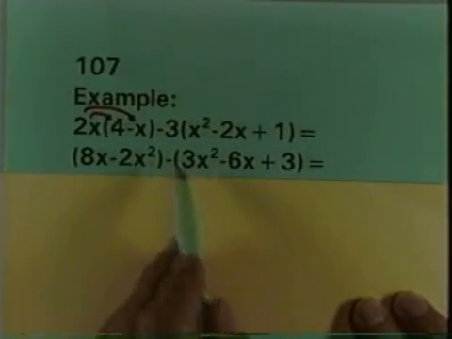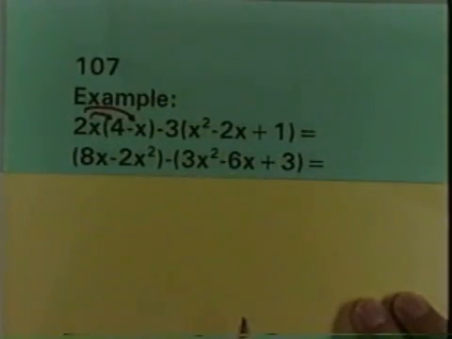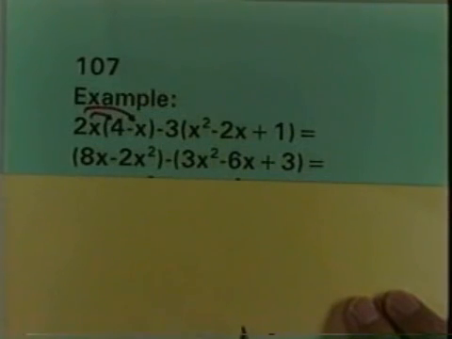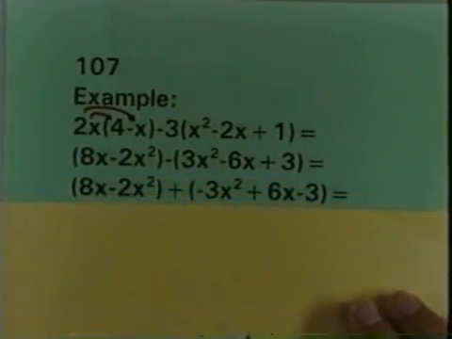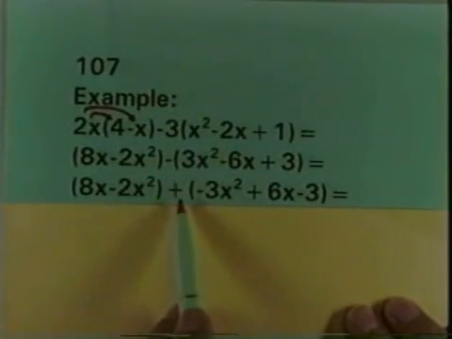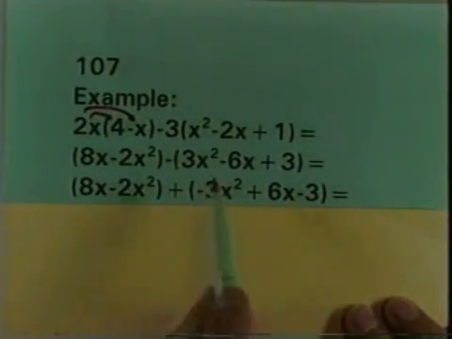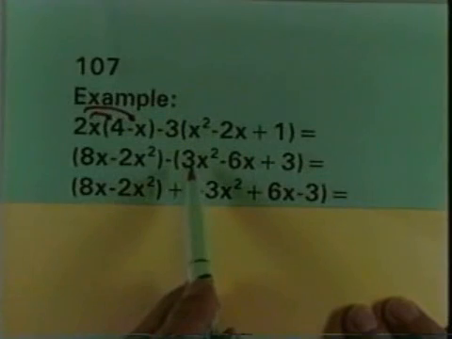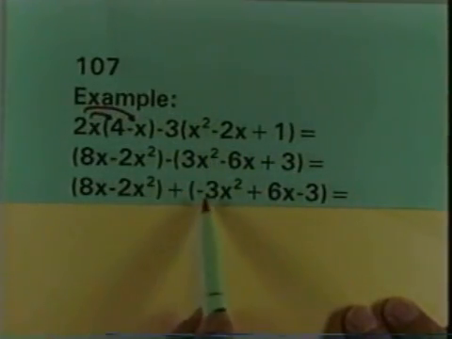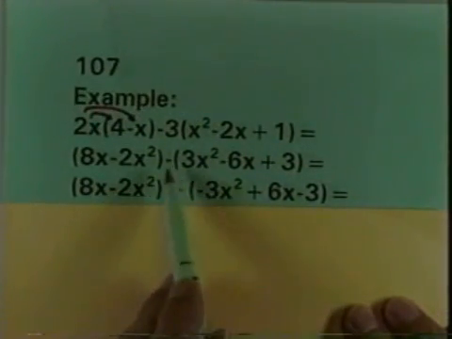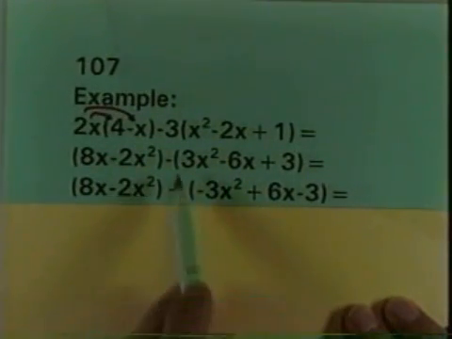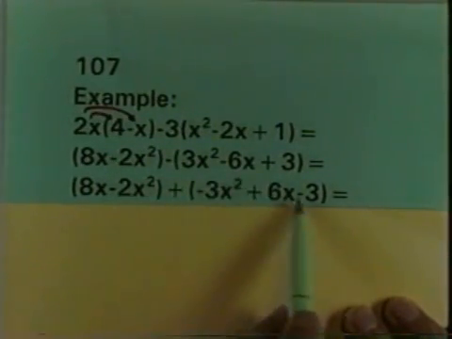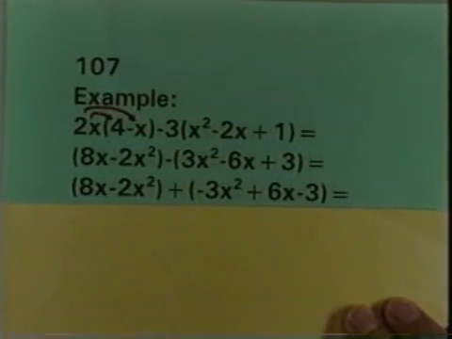Now to subtract, I take the opposite of everything in parentheses. So I rewrite the 8x minus 2x squared the same, and I add the opposite of all the terms in the parentheses. The opposite of 3x squared is a negative 3x squared. The opposite of a negative 6x is a positive 6x. The opposite of a positive 3 is negative 3.